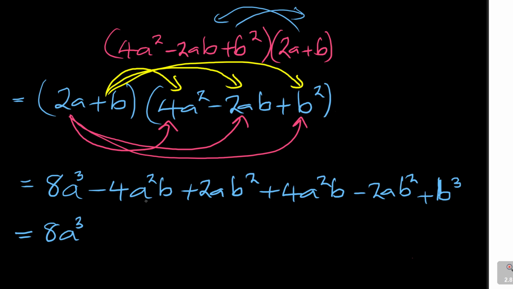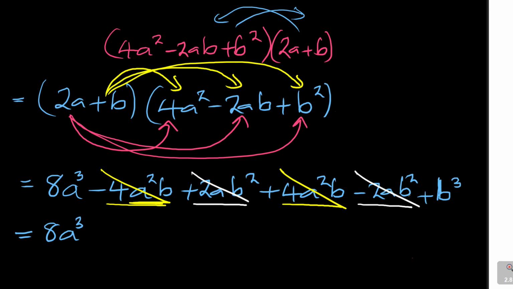But look at this. A squared b. I'm focusing on that. Look, a squared b. But now this is same. So a squared b, but it's minus 4a squared b plus 4a squared b. Guess what? Cancelled. Again, 2ab squared. Look at this one. 2ab squared minus 2ab squared. Guess what? Cancelled. What is the answer? The answer there is simply 8a cubed plus b cubed.